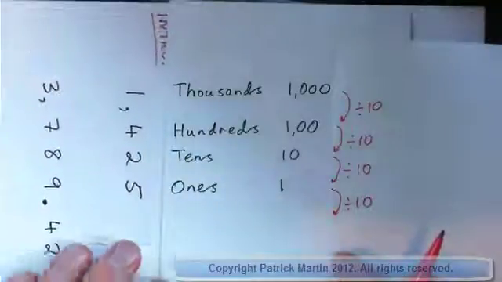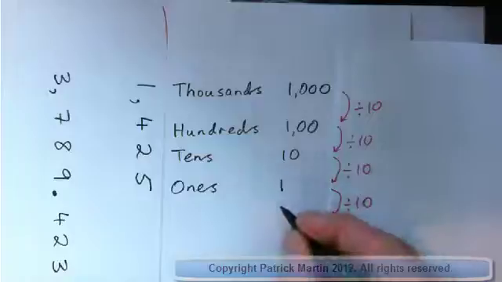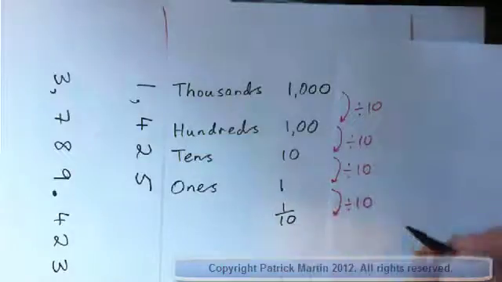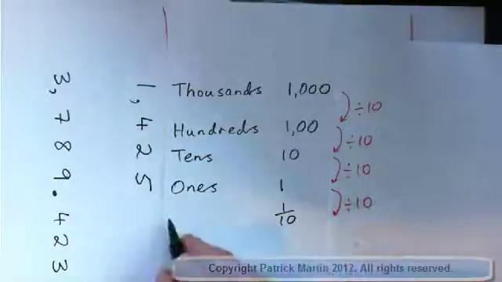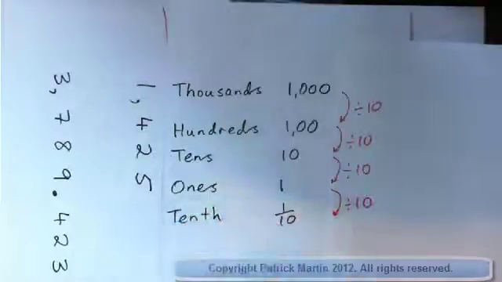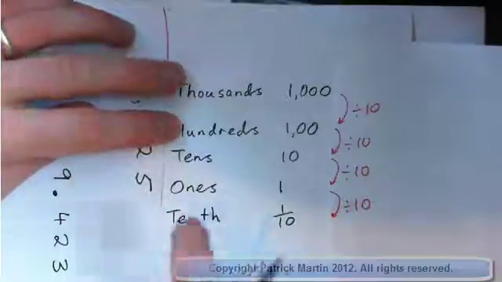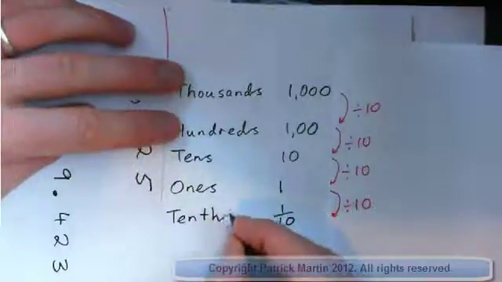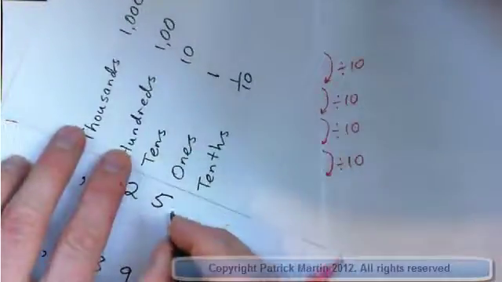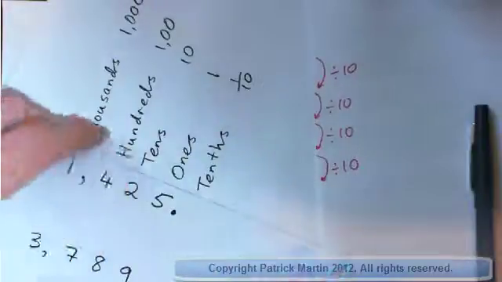1 divided by 10 is 1 over 10, right? And that's called a tenth, T-E-N-T-H. Now in between the ones and the tenths on these numbers, I'm going to put a point. That's called a decimal point. That's a decimal point. Okay.